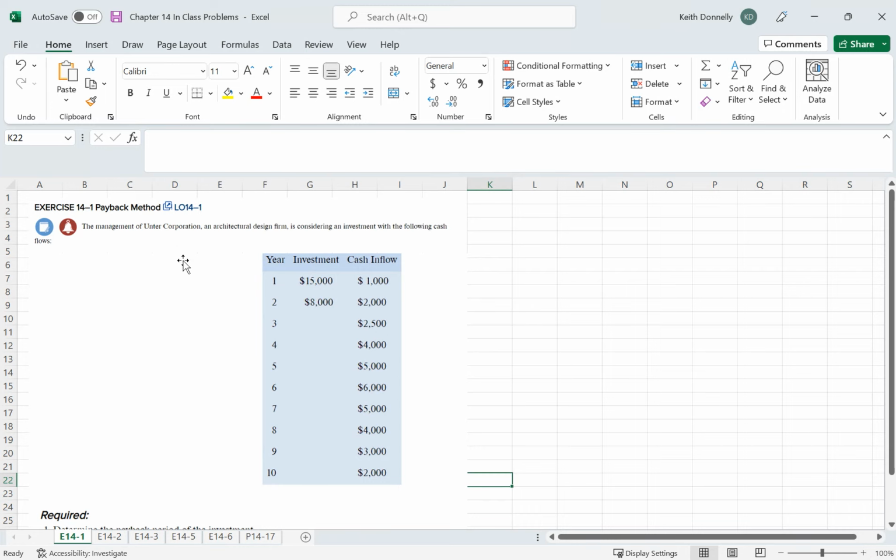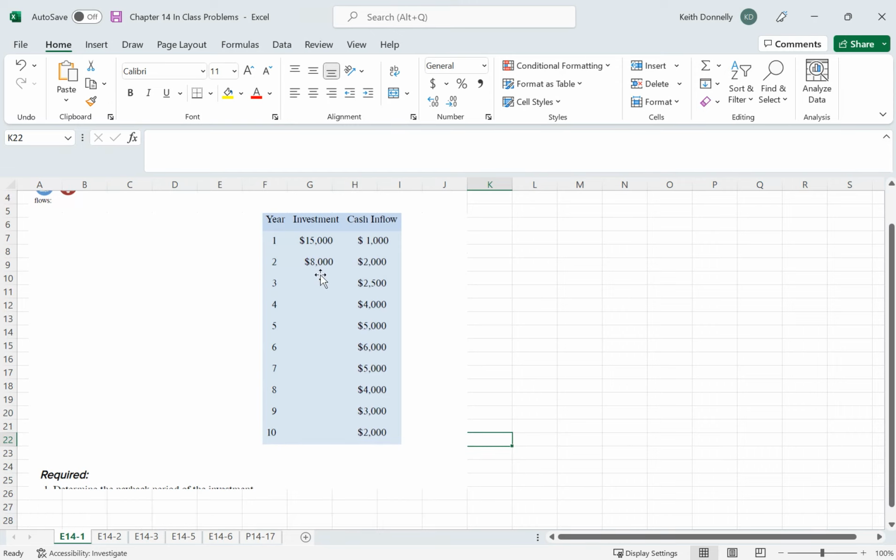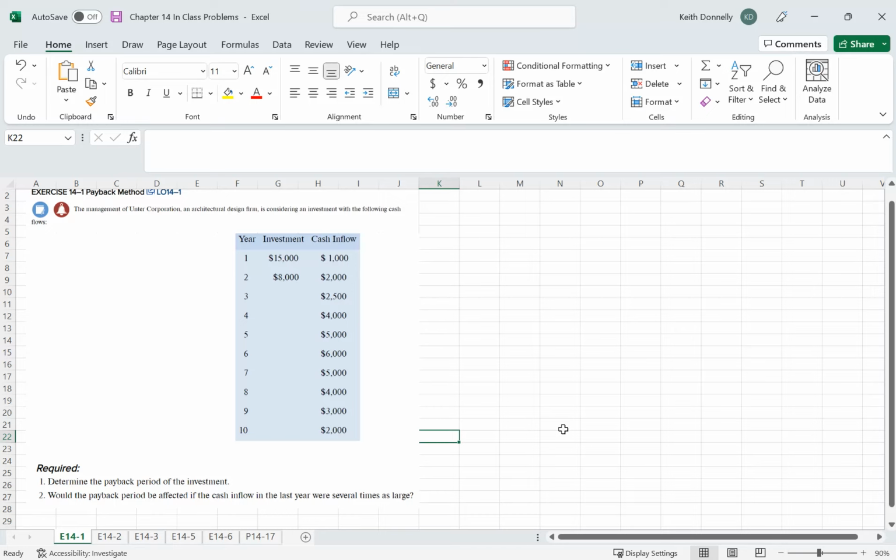They're saying the management of a corporation is considering an investment with the following cash flows. All right, so it looks like in year one and year two, there's going to be 15,000 and 8,000. And then in years 1 through 10, we're going to have some cash inflows. So what they're asking us to do here is determine the payback period of the investment.